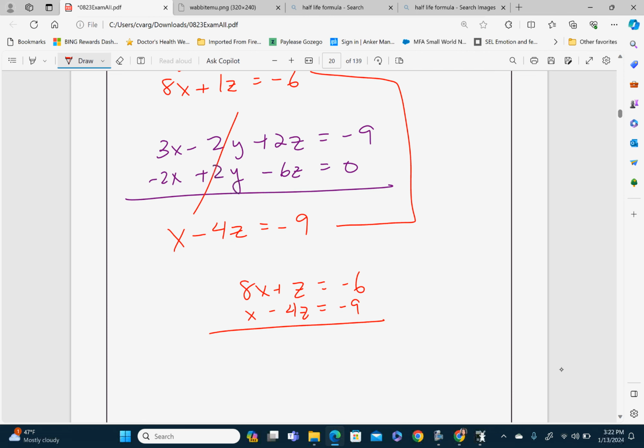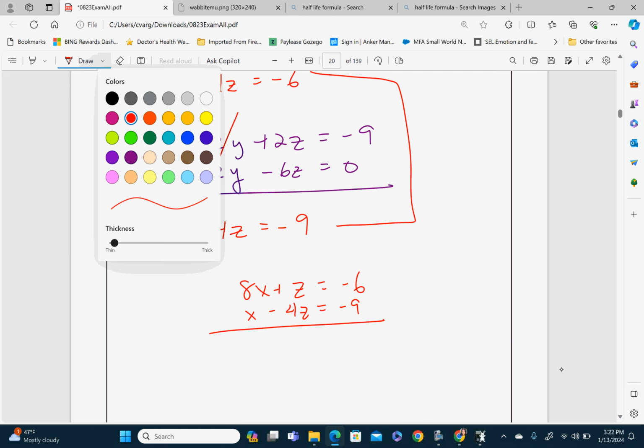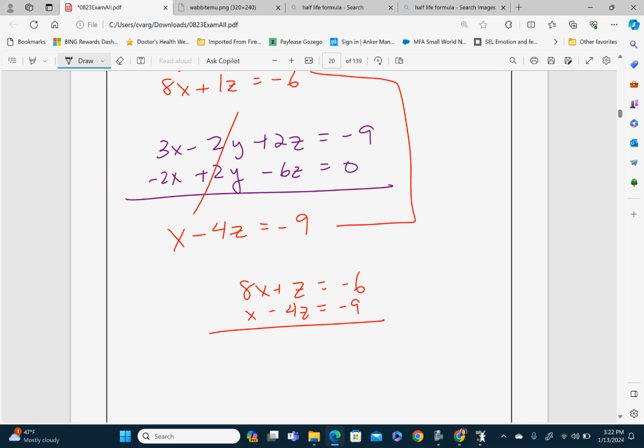So I have to get one of them to cancel out. Let's come up with a plan. Let me do brown, okay? I can multiply this by 4 to do plus 4z minus 4z. That'll cancel out. That's one plan. Or I can multiply this by -8. It's up to you, whichever one you want to do, okay? Since I like keeping it simple, I'm going to multiply this one by 4.